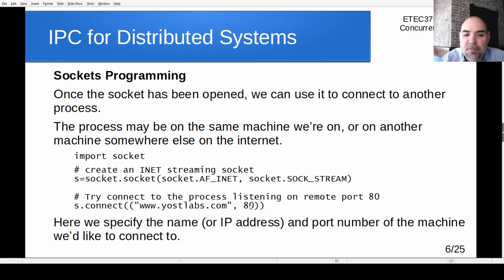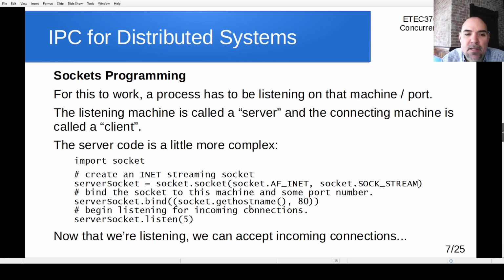We create a socket. We use the socket to connect to whatever address and whatever port we want to. Now, for that to work, there has to be a server listening on the other end on that particular machine that we specify and on that port. In the terminology we're using here, the listening machine we're going to call a server. The connecting machine we're going to call a client. And a client is the one doing the connecting. If you think about it in phone call terms, the server would be somebody waiting for the phone to ring. The client would be somebody who's dialing the phone up.